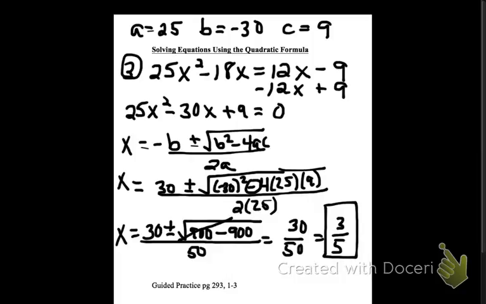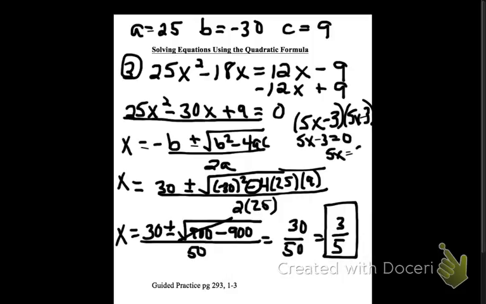We also talked about factoring it. So up here on a side note, if we were to factor that, it would work out 5x minus 3 times 5x minus 3 equals 0, which when you apply your ZPP, 5x minus 3 equals 0, 5x equals 3, x equals 3/5, again the repeat solution of 3/5. And that's just a side note showing you that it is factorable.